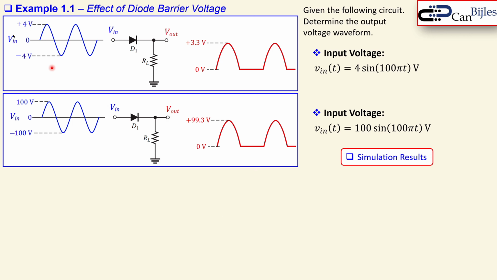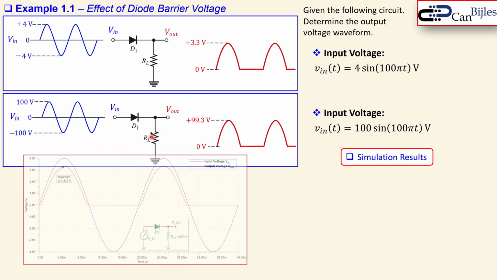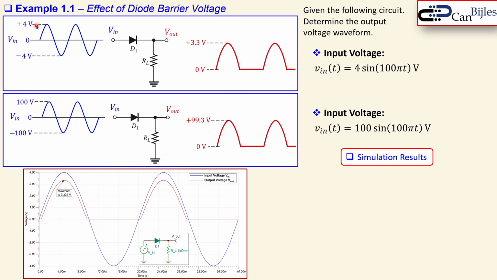Now, looking at the simulation results, again, the same 2 circuits. This is the first part where you have 4 volts peak. You can see the circuit here, and we have only 1 kΩ as the load resistor. The blue one is the input. You can see it goes up to 4 and minus 4. And the red one is the output. You can see it is maximum 3.335, so let's say 3.34 volts.